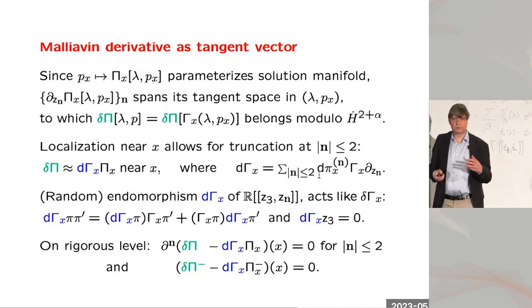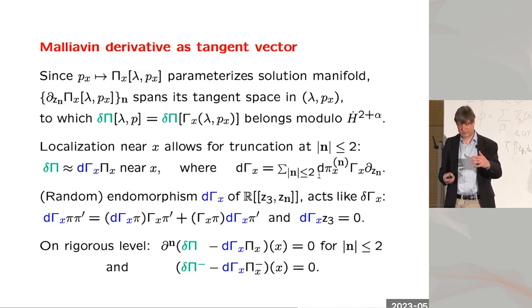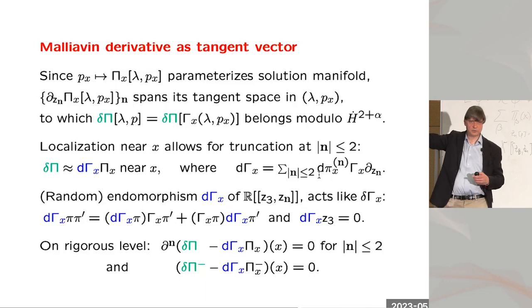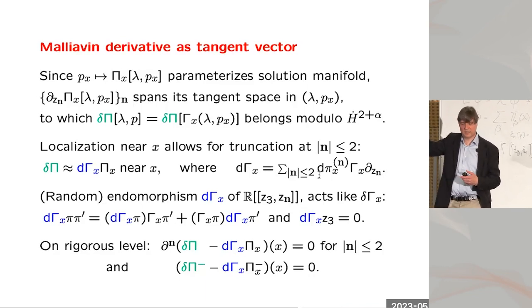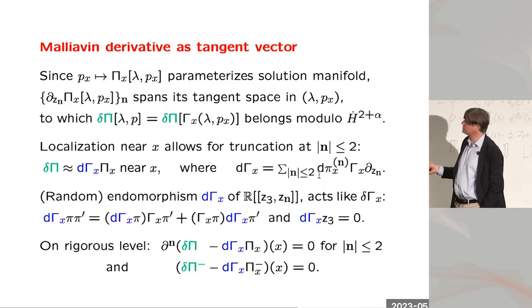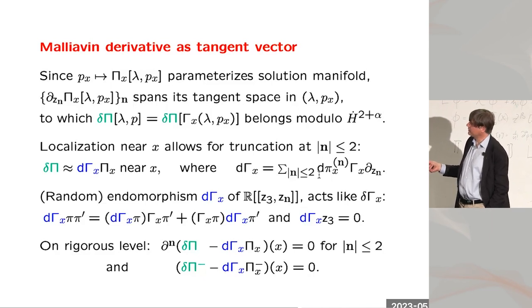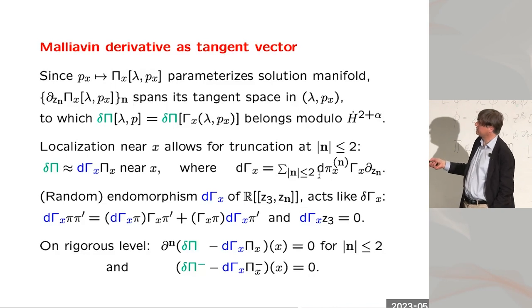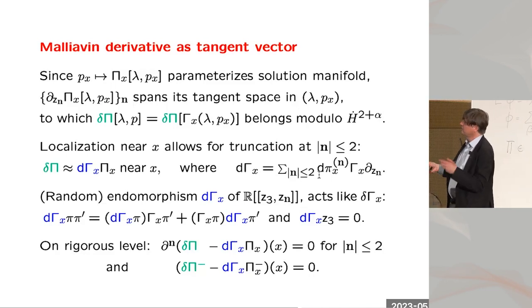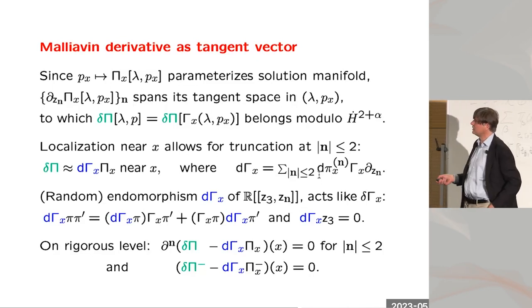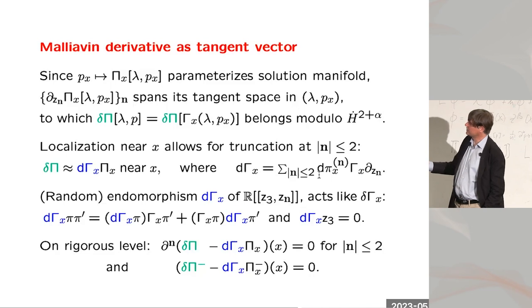So there's nothing more natural than to try to express the Malliavin derivative, which is also something like a tangent vector, in terms of these tangent vector fields to your nonlinear solution manifold. And that's exactly the idea we're using. We're going to write the Malliavin derivative of the model in terms of an appropriate linear combination of these tangent vector fields, and we only need finitely many there because we can truncate, and for being able to truncate, it's good that one can localize. And then these objects here, which we call d gamma, have again a nice algebraic structure.